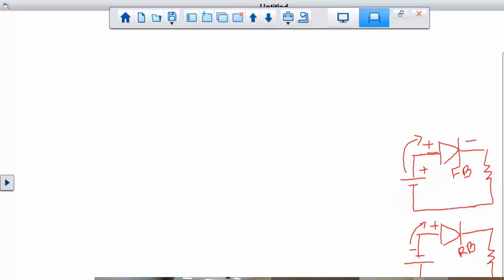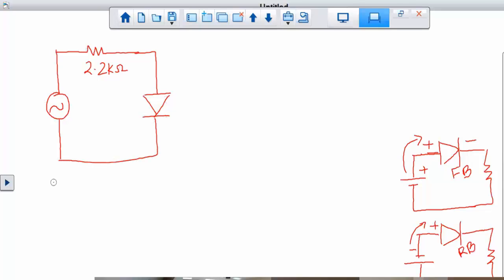Because if you use an AC source, does an AC source have only positive or only negative? It has both, correct? So the diode will be forward bias and reverse bias, one cycle after the other, correct?